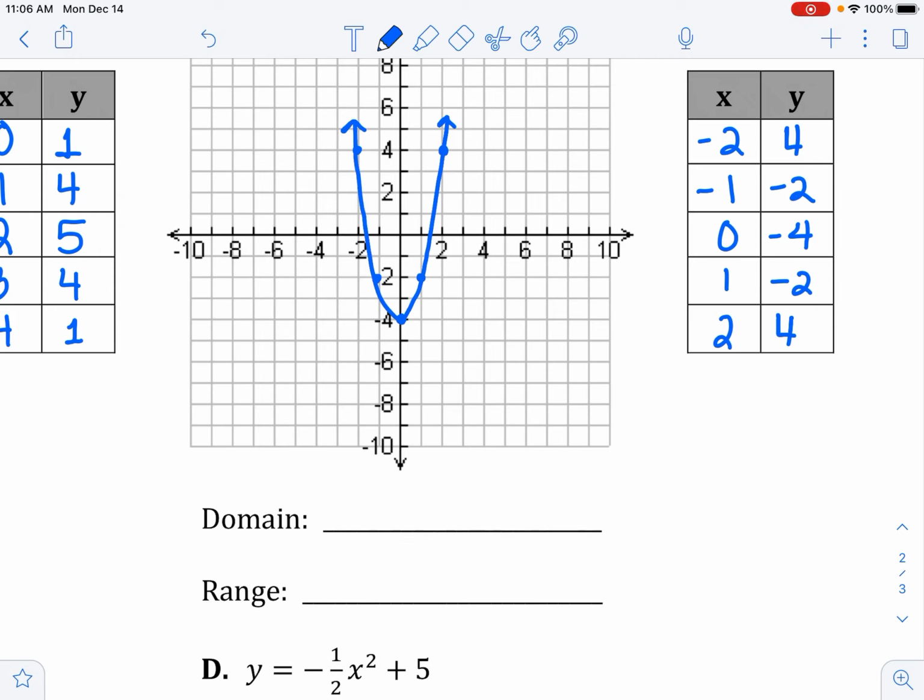All right, next, my domain and range. My x values go from an arrow to an arrow. They go on forever and ever, left and to the right, so that's all real numbers. My range, the lowest my graph goes is -4, and it's included that value. The highest it goes on forever and ever, so infinity.